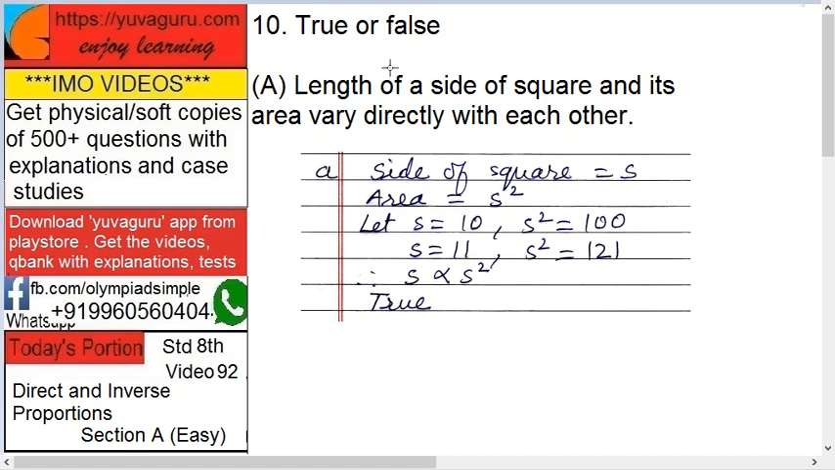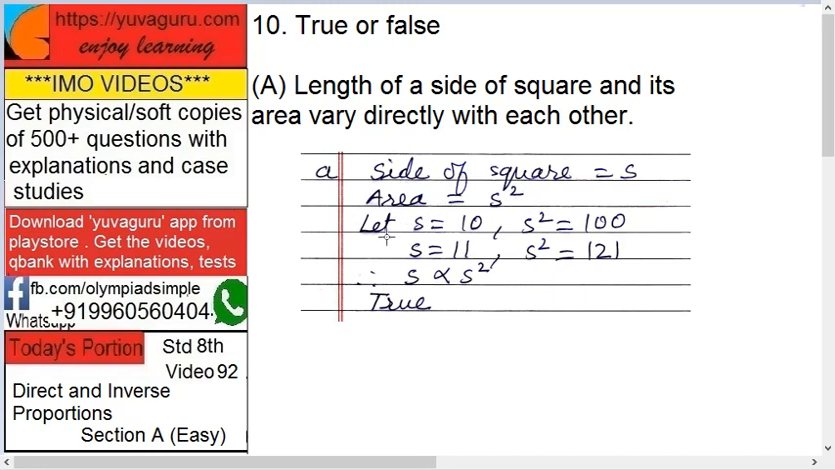Next, true or false. There are three sub questions to it. Length of a side of a square and its area vary directly with each other. Okay. What is the relationship between square side and the area of square? Area equals side square. So A equals S square.